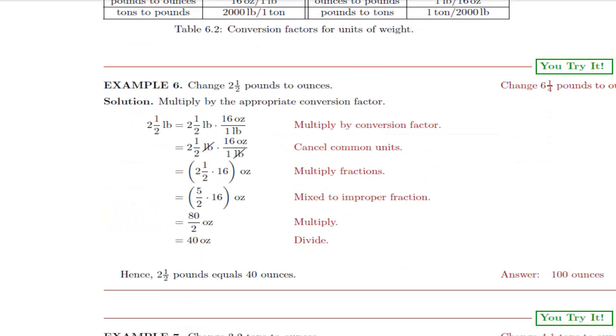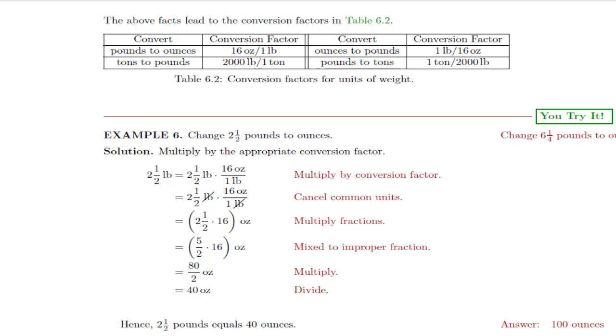Example 6. Change 2.5 pounds to ounces. Solution. Multiply by the appropriate conversion factors. Since we're converting from pounds to ounces, we'll use conversion factor 16 ounces over 1 pound. 2.5 pounds equals 2.5 pounds times 16 ounces over 1 pound. Since 16 ounces over 1 pound is just 1, our pounds units will cancel, and we're left with 2.5 times 16 ounces. 2.5 is equivalent to the improper fraction 5 over 2, and 5 over 2 times 16 is equivalent to 80 over 2, and 80 divided by 2 is 40. So 2.5 pounds equals 40 ounces.